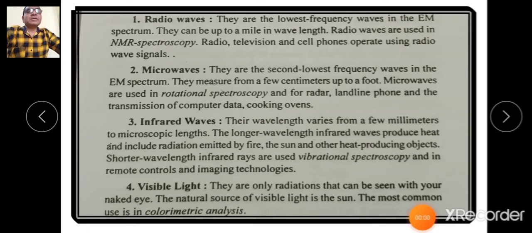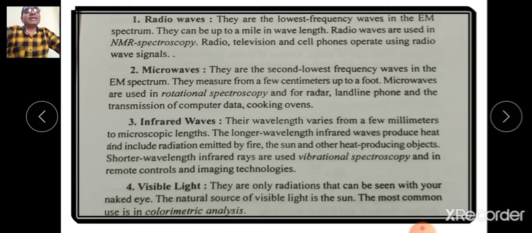The first ones are radio waves. They are the longer waves. They may have the wavelength 10 raised to 10 to 10 raised to 8 nanometers, but the energy is low. The energy may be 10 raised to minus 6 to 10 raised to minus 4 kilocalorie. They are used in the nuclear magnetic resonance spectroscopy, also called PMR spectroscopy. They are also used in the radio, television, and cell phone operations.